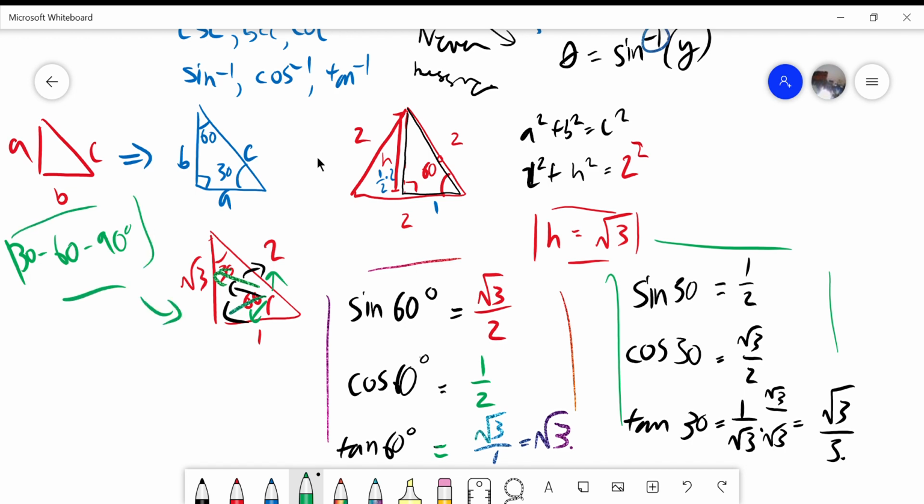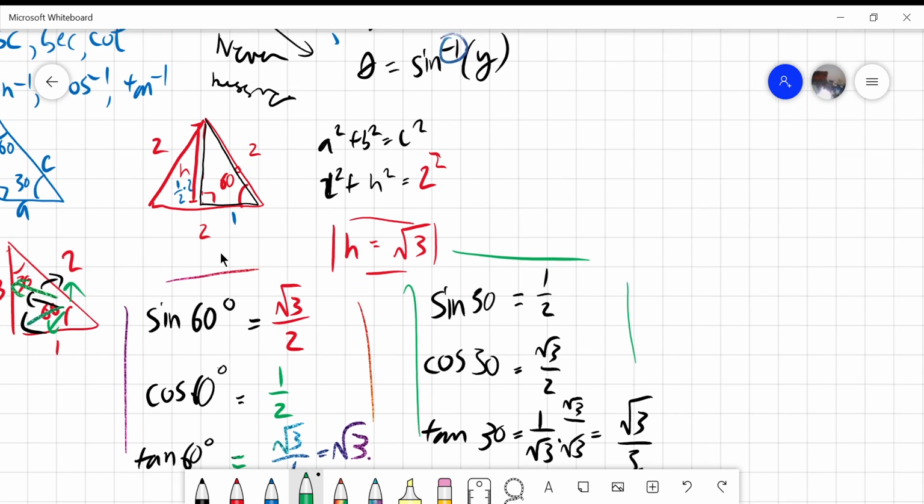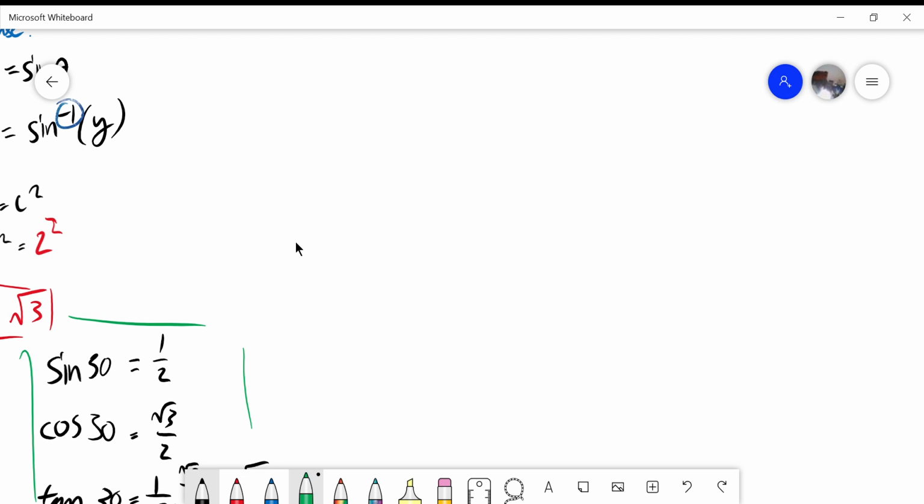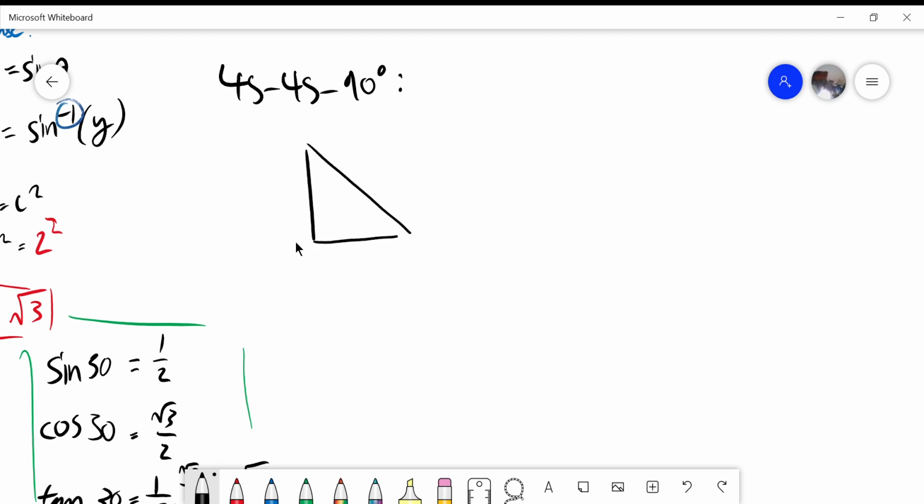Now, besides this triangle, we also have the 45, 45, 90 triangle, which is basically a square that has side length 1 cut in half. And once again, the angles are 45 and 45.